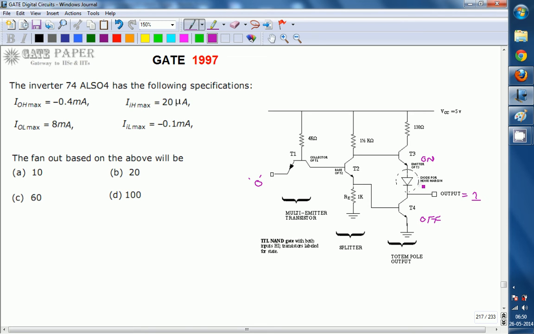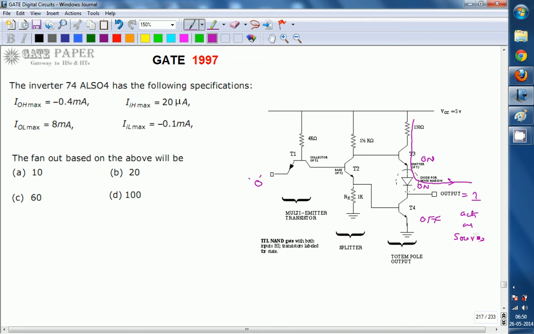That implies the diode is also in the on condition, so a current is flowing in this direction, towards the load. Whenever the input is 0, the output will be 1, and now the output acts as a source. Source implies that the output node is supplying current for the next load gates.